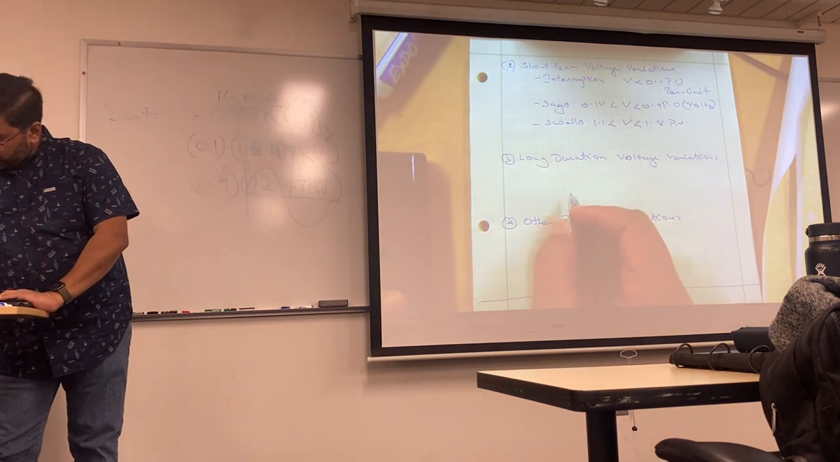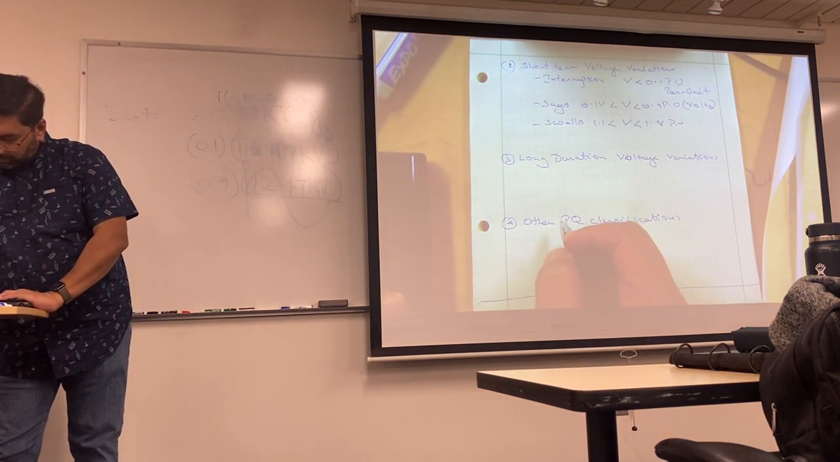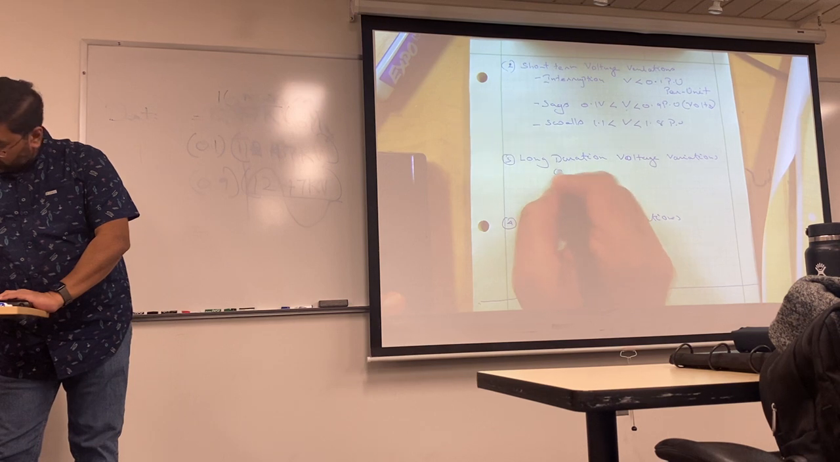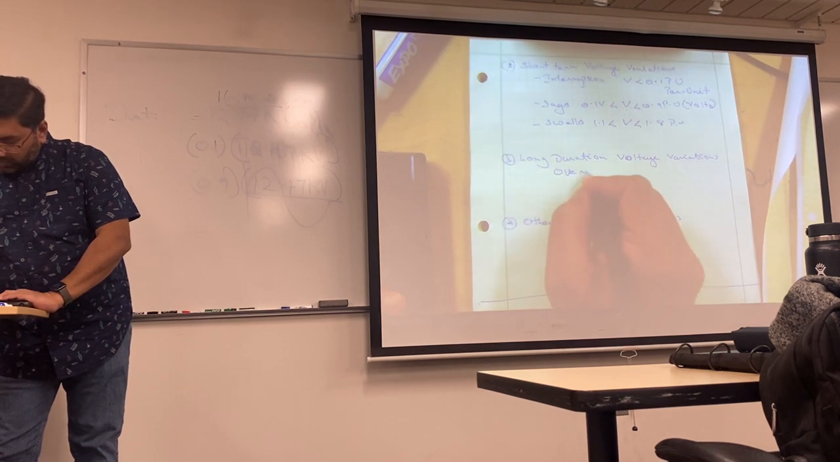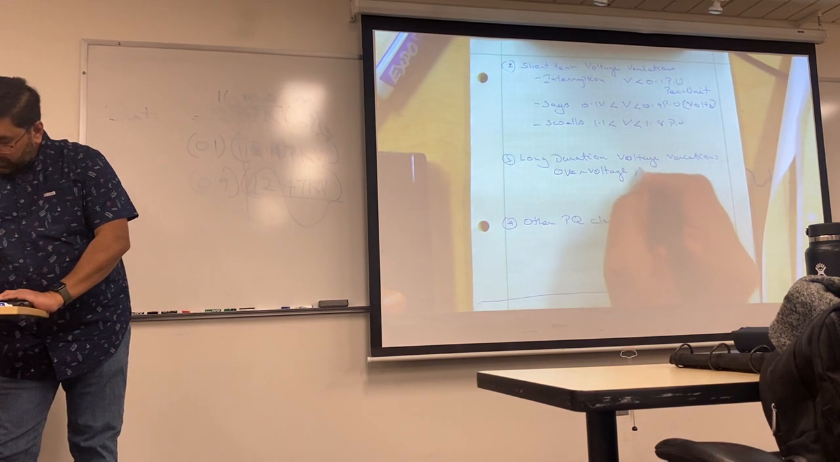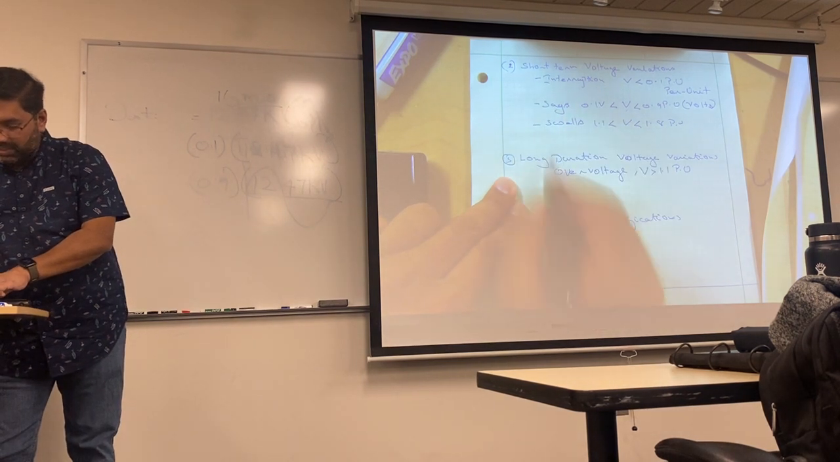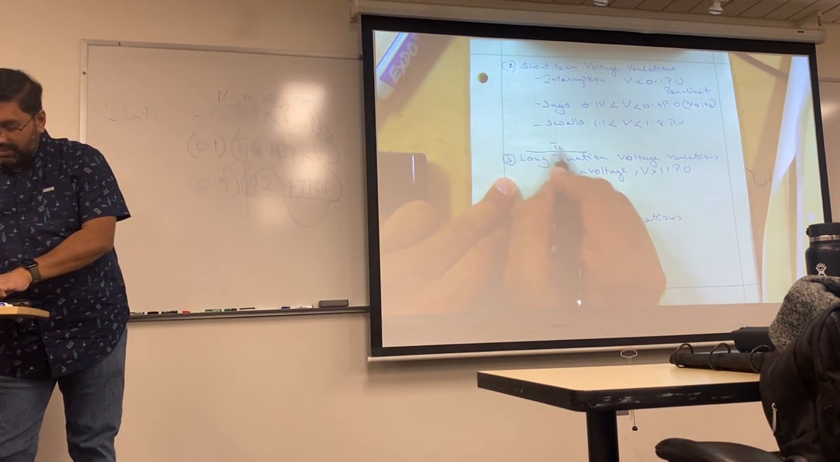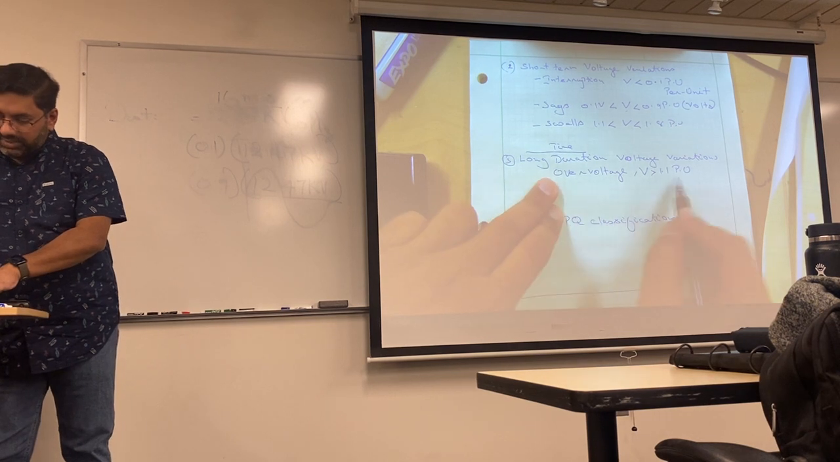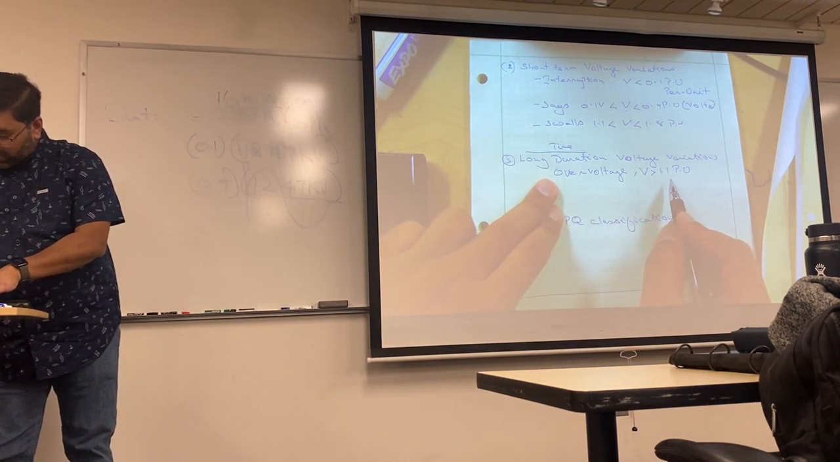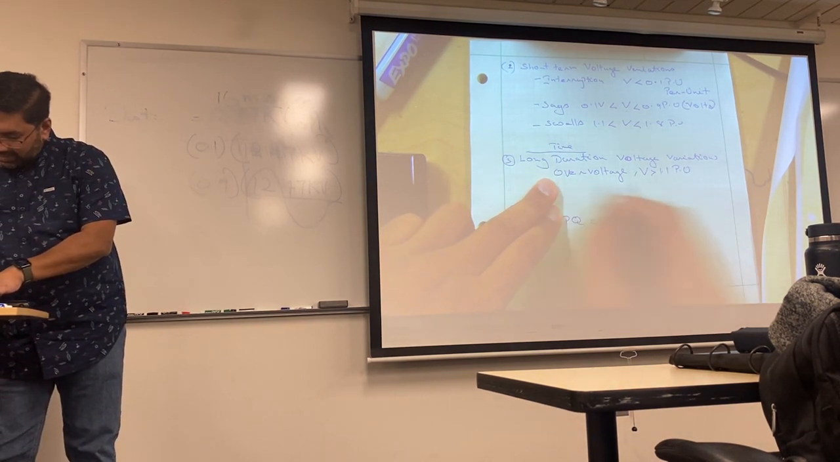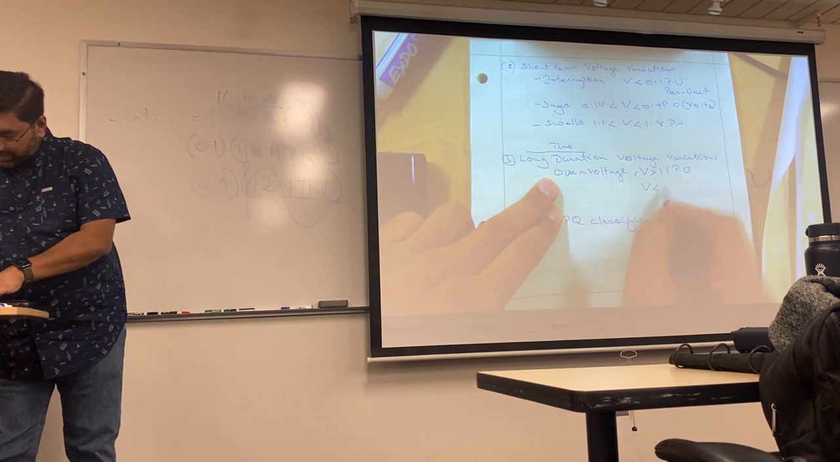So, long duration, overvoltage. And by the way, when I say short term and long term, it's based on time more than anything else. So the overvoltage is still greater than 1.1 per unit, and the undervoltage is less than 0.9 per unit.